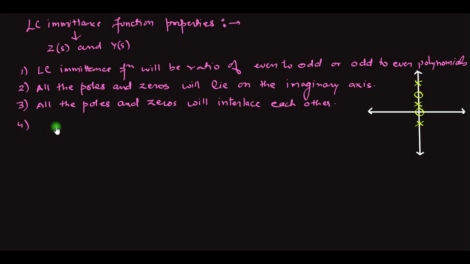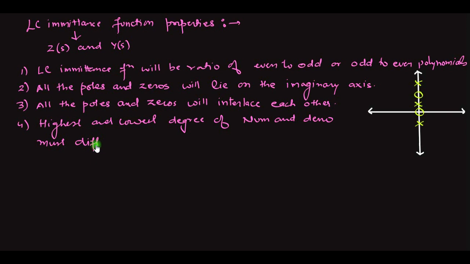Next property is that the highest and lowest degree of numerator and denominator must differ by one only. That is, it is compulsory here that there will be a difference between numerator and denominator degree, and that difference will be only 1, not 0, not greater than 1, it will be only 1.